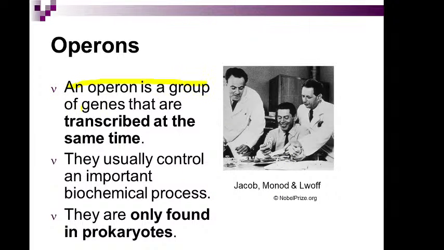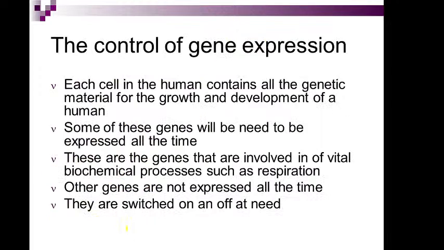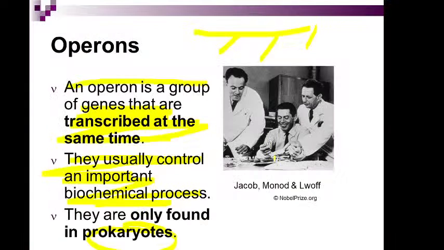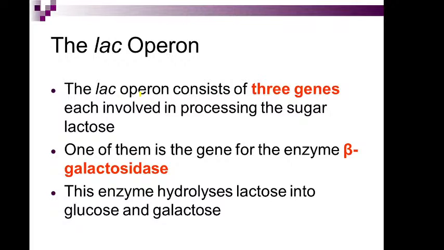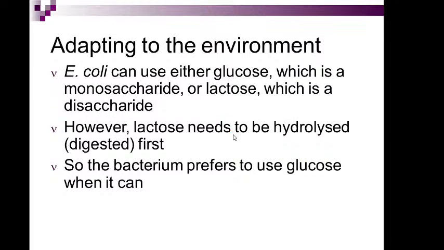So an operon is a group of genes that are transcribed at the same time. So instead of one gene, three genes, lacZ, lacY, lacA, are transcribed at the same time. They control useful and important biochemical processes. One more thing, operons are there only in the case of prokaryotes. So these are the operons which we have to study in the case of prokaryotes, and the basic one is the lac operon. So we have three genes which will code for three enzymes.